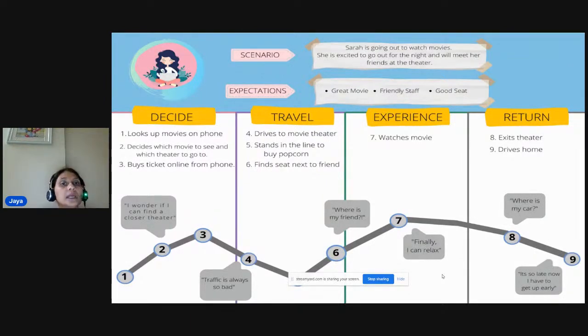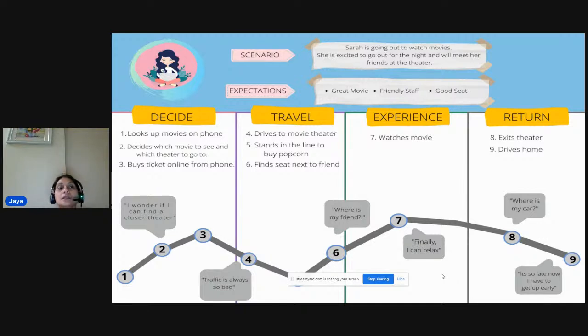So, according to me, how will the customer decide what the expectations would be? In other words, what are the pointers which should go in her head when she is booking a movie ticket with her friends at that particular theater at night? The first point comes to the decision part.